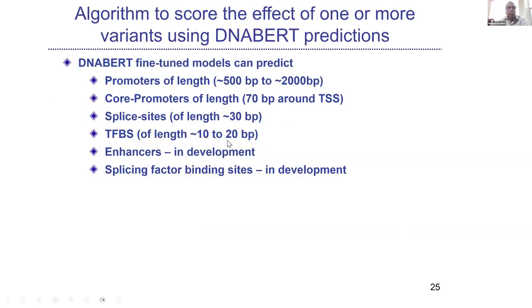So what do we have from DNABERT? DNABERT fine-tuned models can predict promoters of length -500 to 2,000, up to 2,000 base pairs. It can predict the core promoters, 70 base pairs around the TSS, and splice sites, length 30, taking plus or minus 30 to 60 base pairs. It can also predict TFBS binding sites and build motif models. Right now, we are developing predictive models for enhancers and splicing factor binding sites.